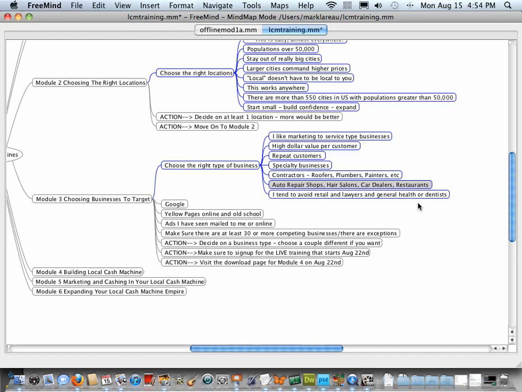Hopefully you get him more than that, but if he gets several new jobs a year specifically because of the website, he's going to be more than happy and he'll have absolutely no problem spending money with you. Some of my favorites are contractors, roofers, plumbers, painters, auto repair shops, hair salons. With contractors, the dollar value is high per visit. Each service that's performed can be thousands of dollars.